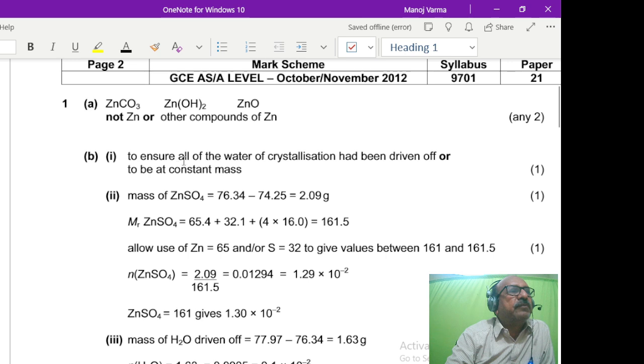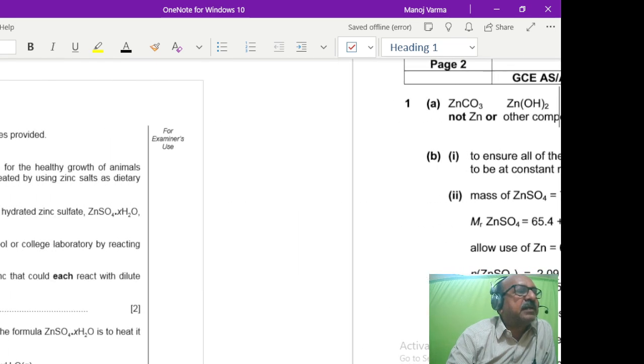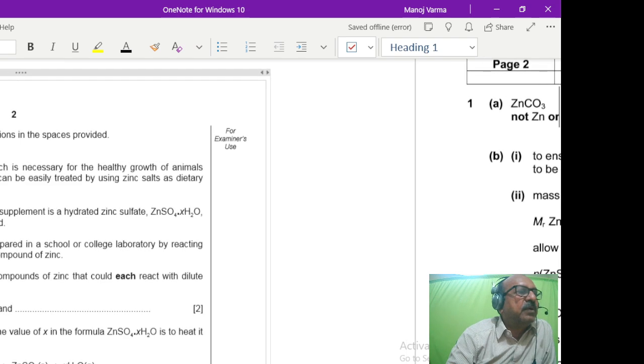So the answer is obviously to ensure all of the water of crystallization had been driven off, or we have now reached a constant mass, that is, there is no more of the water of crystallization and only the zinc sulfate part, the anhydrous part, is now remaining in the test tube. So I think you understood this.